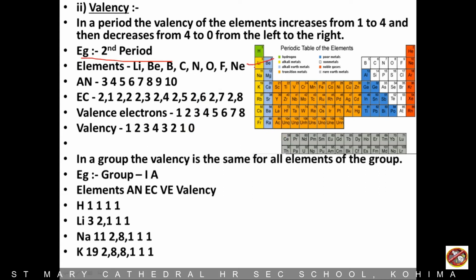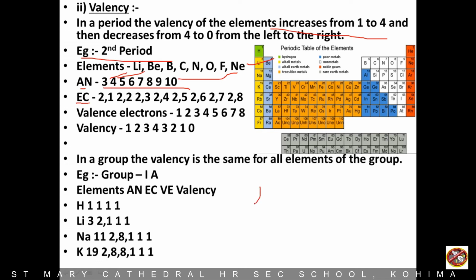Let us do it again. Here I have written the atomic number. Atomic number is simply the number of protons. Lithium has 3, beryllium has 4, till neon 8. And we're talking about electronic configuration, right? When we talk about valency, we say that it increases from 1 to 4, right? What do you mean by that?